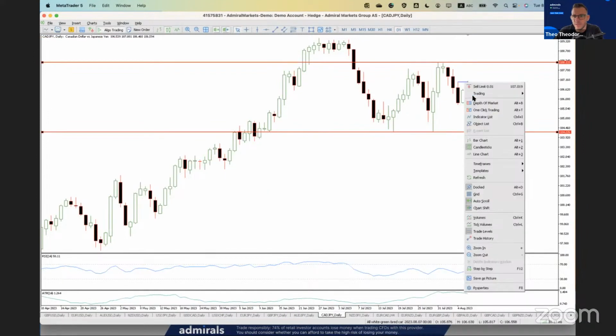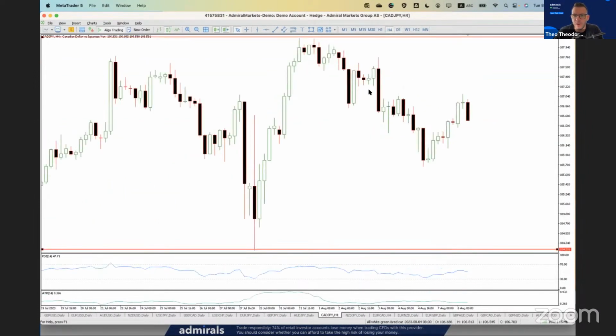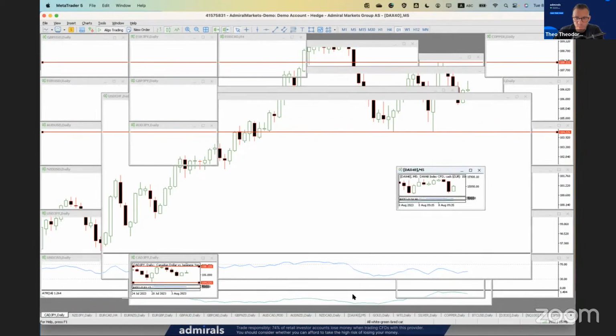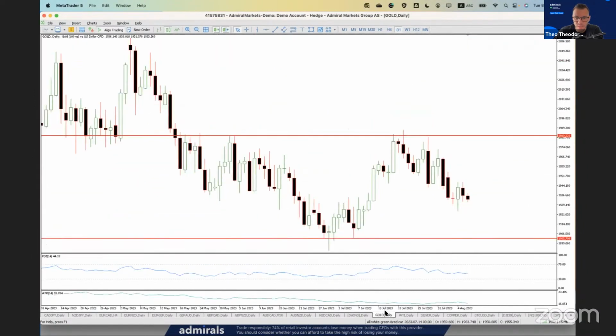Daily chart, this does not apply on the daily chart. On the daily chart, it's uncertain and pretty much a range here. But on the 4-hour chart, you can see there are lower highs and lower lows, and there is a resistance here. Price sold off. Checking the indices, DAX 40, we will come back to the DAX. Gold.